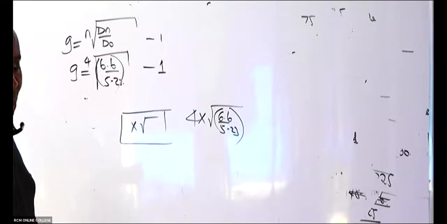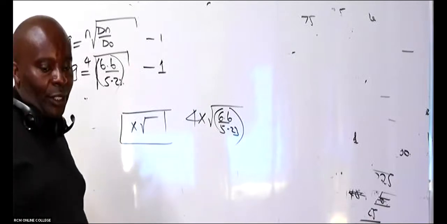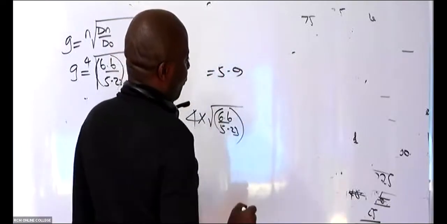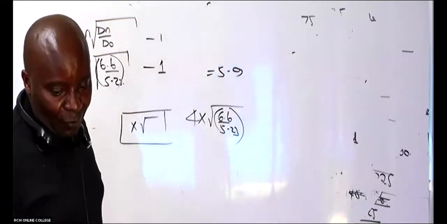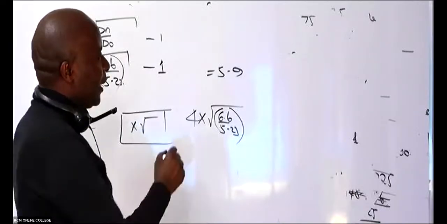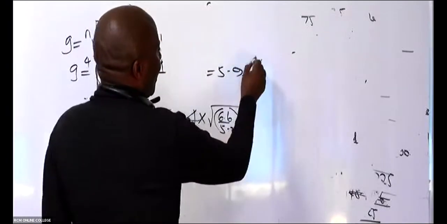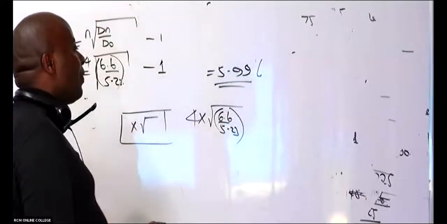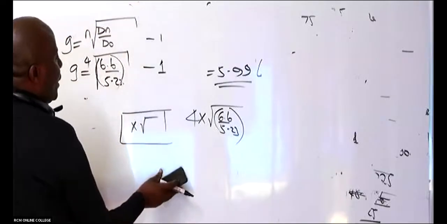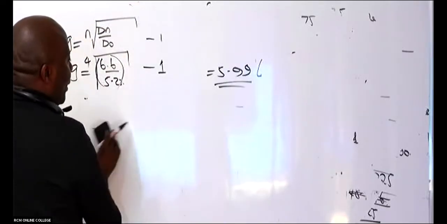You'll get 0.0 something, times 100. That's what these ninjas are getting as 5.9 something, 5.99%. And of course, there are those students who can never see this xth root. I know them.